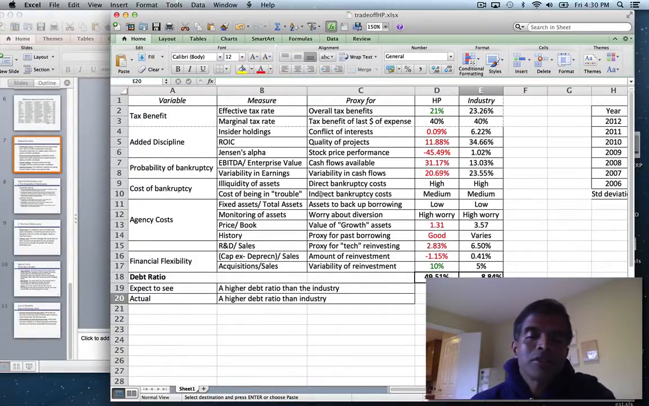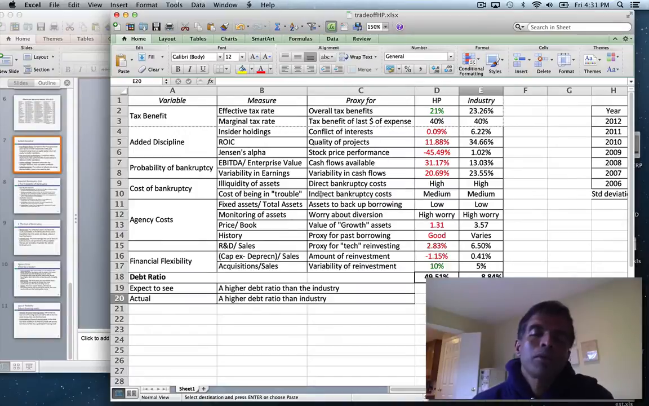Then I looked at Jensen's Alpha, and the bottom fell out of HP's stock over the last 3 years. Its stock went from 42 down to 14. That suggests again that maybe there's a need for outside discipline here for HP's managers. And that plays out when I compare that Jensen's Alpha to what was typical in the sector.